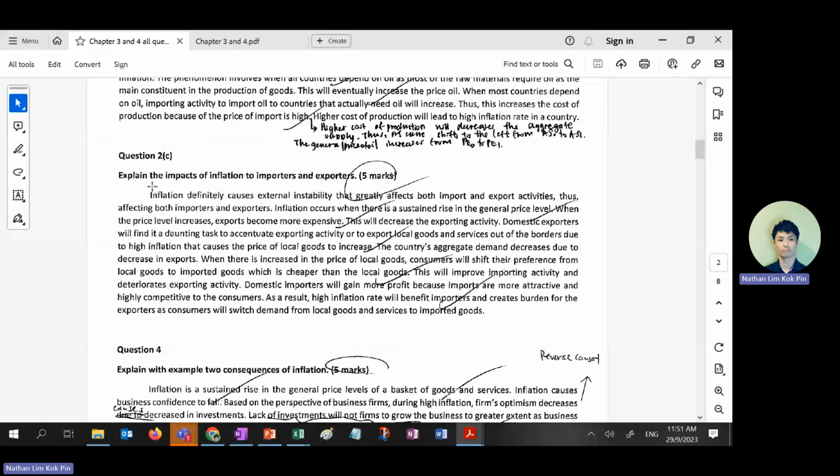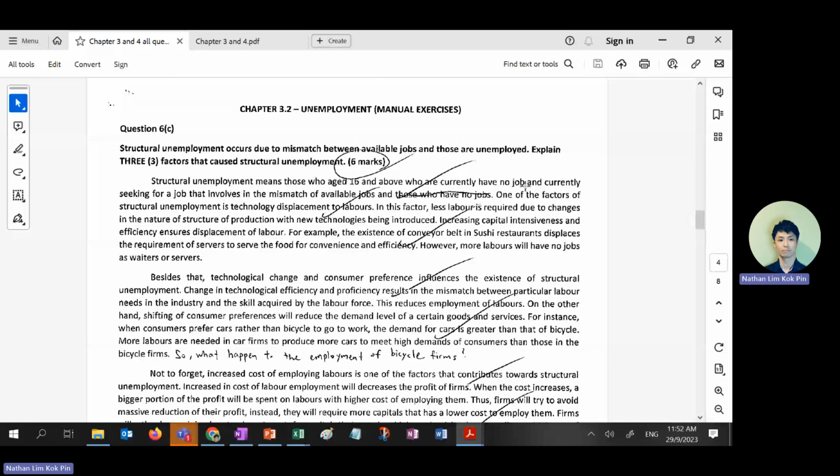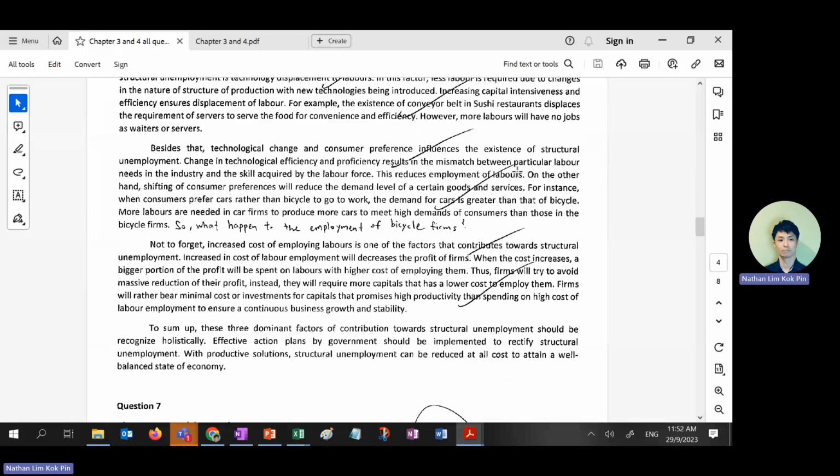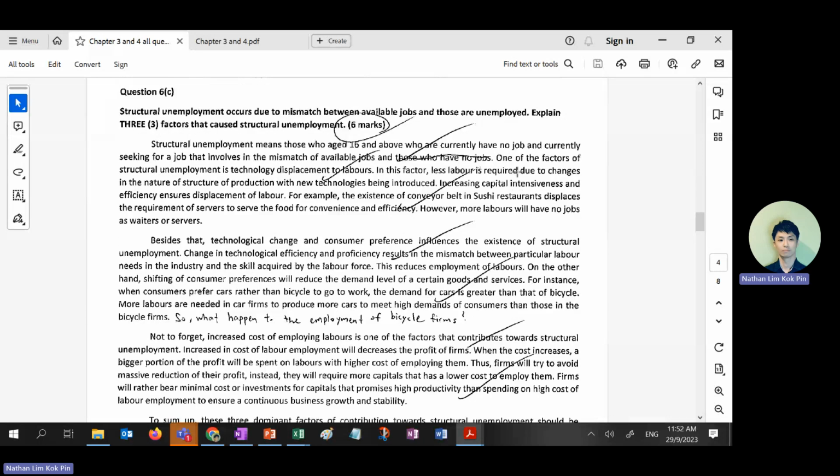Structural unemployment can occur due to mismatch between available jobs and those unemployed. Explain 3 factors. The 3 factors of structural unemployment are the ones I already covered: displacement, taste and preference, and also cost. This is what your senior typed for me.